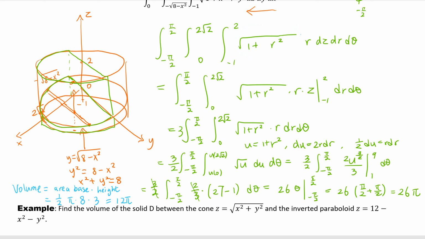Okay, and now the mass of this solid is 26 pi. Okay, so this is our density function. Then this is the mass. So far, so good, everybody? Okay, let's continue.